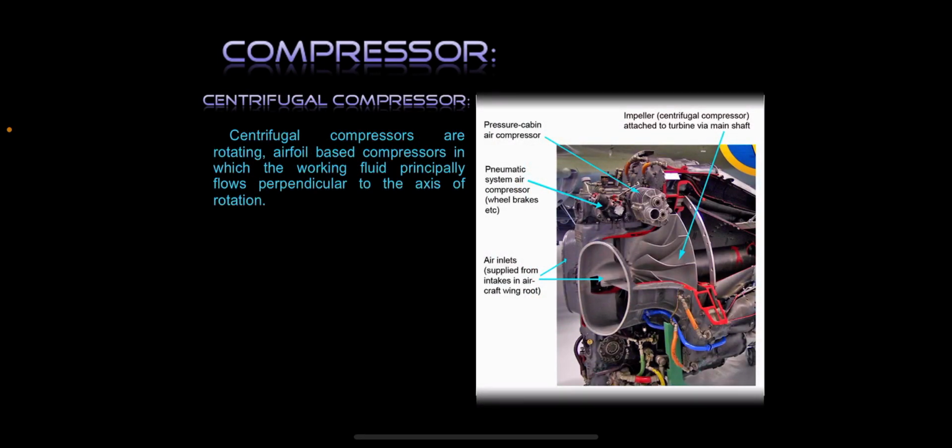The centrifugal compressor. The centrifugal compressors are rotating airfoil-based compressors in which the working fluid principally flows perpendicularly to the axis of rotation. The centrifugal compressors consist of a shaft that drives an impeller which has a number of curved blades. The impeller rotates in a casing which is designed to convert the kinetic energy of the fluid into pressure energy before leaving the compressor.